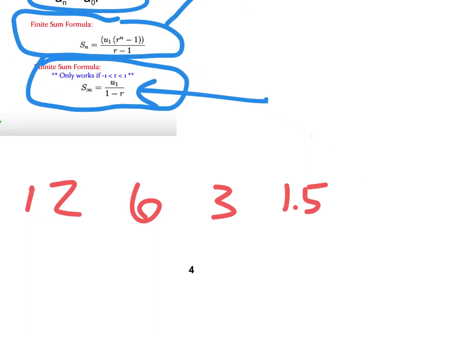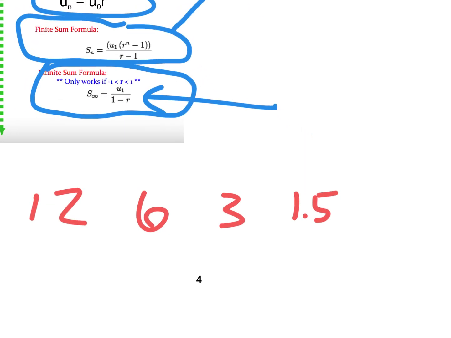Would you please do that using this formula? Figure out what that series would add up to. It's the easiest formula that there is. Eddie, what's U sub 1?